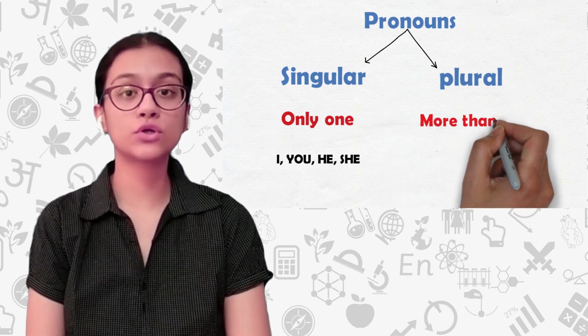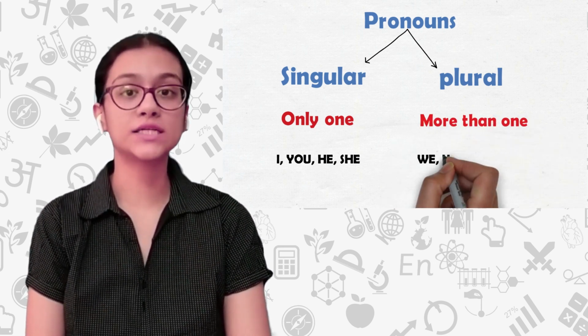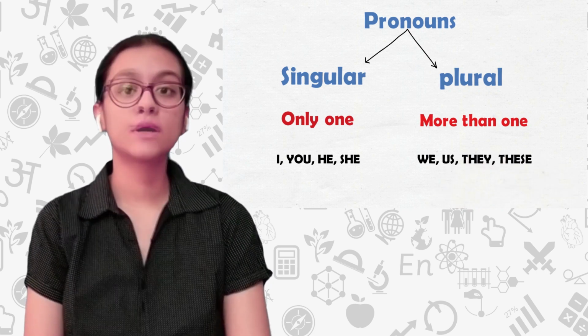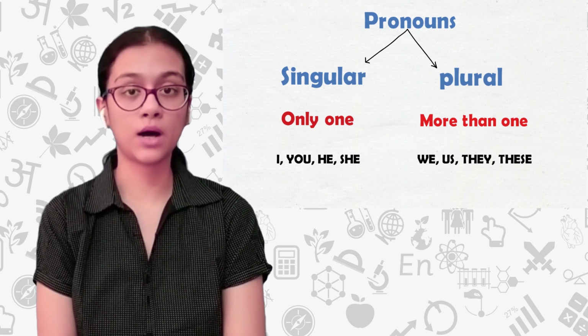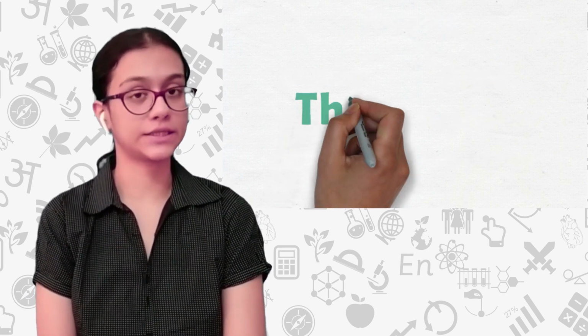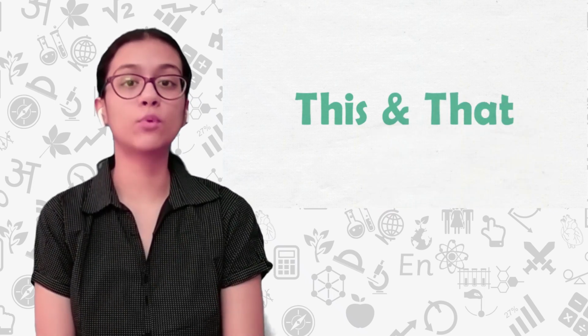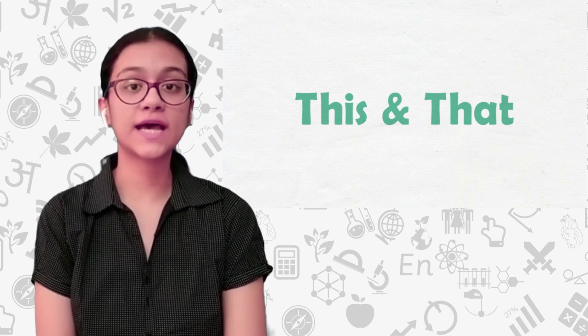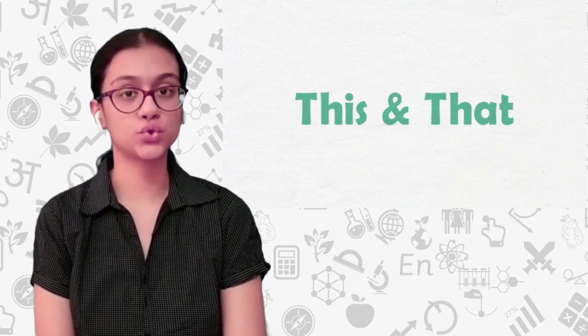And plural pronouns कौन से हुए? We, us, they, these. All of these are plural pronouns. अब हम कुछ special pronouns के बारे में बात करेंगे. This and that. So this and that, both of these are singular pronouns. And इनका plural form हो जाता है these and those.